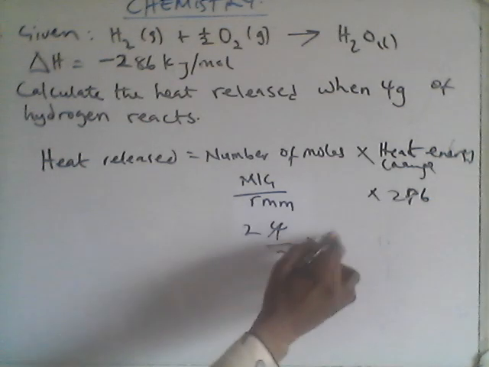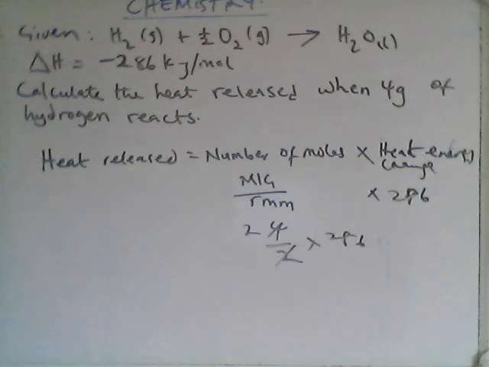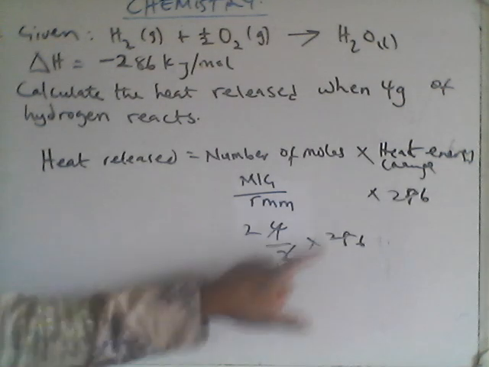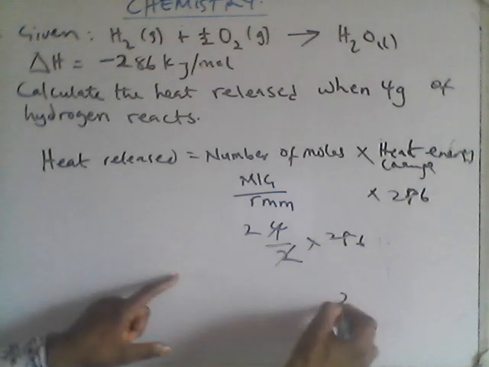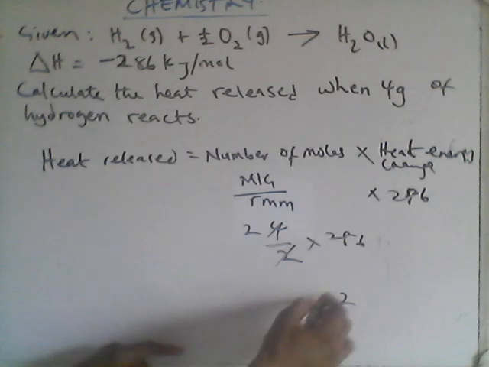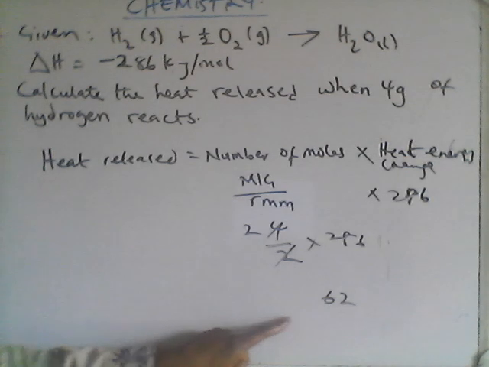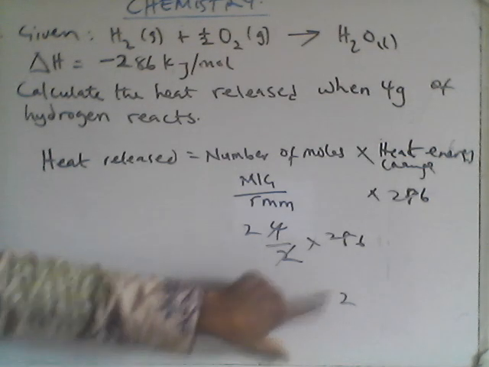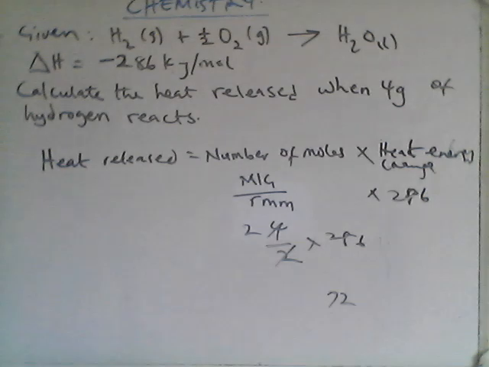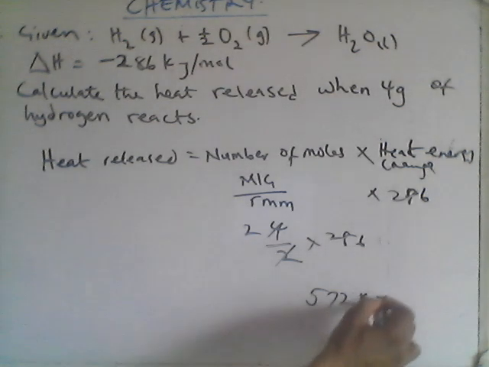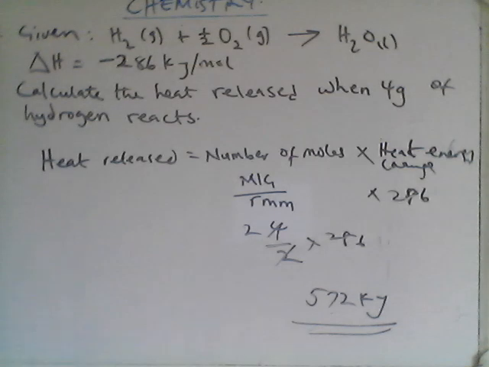So 2 times 286. You can do that with a calculator, or you can just do the maths by saying 2 times 6 is 12, 2 times 8 is 16, plus 1, 17, then 2 times 2 is 4, plus 1, 5. So 572 kilojoule is the answer, the heat released when 4 grams of hydrogen reacts.